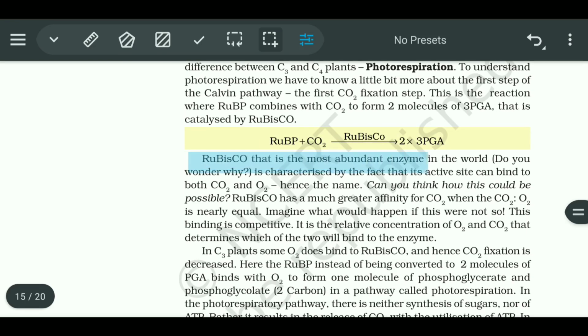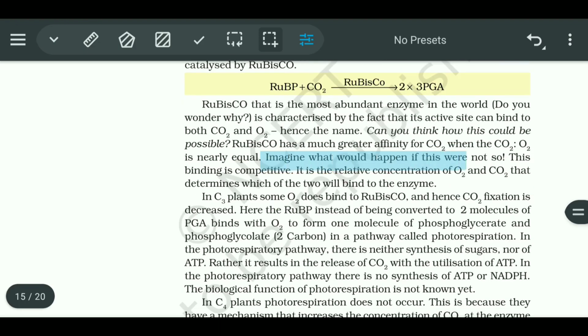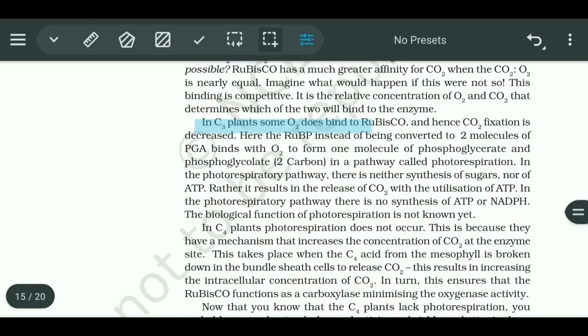Rubisco is the most abundant enzyme in the world. Do you wonder why? It is characterized by the fact that its active site can bind to both CO2 and oxygen, hence the name. Can you think how this could be possible? Rubisco has a much greater affinity for CO2 when the ratio of CO2 to oxygen is nearly equal. Imagine what would happen if it were not so. This binding is competitive. It is the relative concentration of oxygen and CO2 that determines which of the two will bind to the enzyme. In C3 plants, some oxygen does bind to Rubisco and hence the CO2 fixation rate decreases.